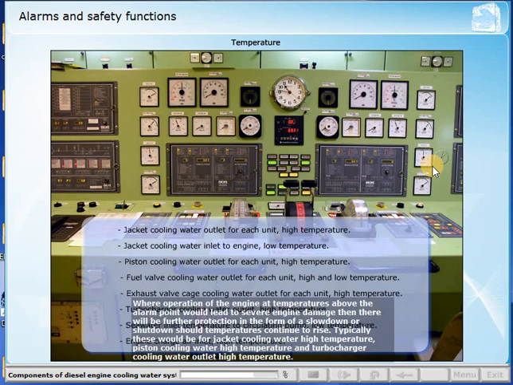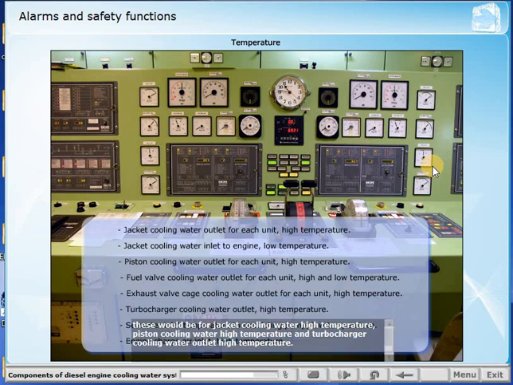Where operation of the engine at temperatures above the alarm point would lead to severe engine damage, then there will be further protection in the form of a slowdown or shutdown should temperatures continue to rise. Typically, these would be for jacket cooling water high temperature, piston cooling water high temperature, and turbocharger cooling water outlet high temperature.